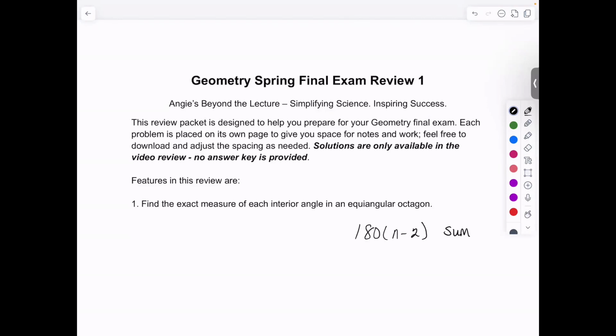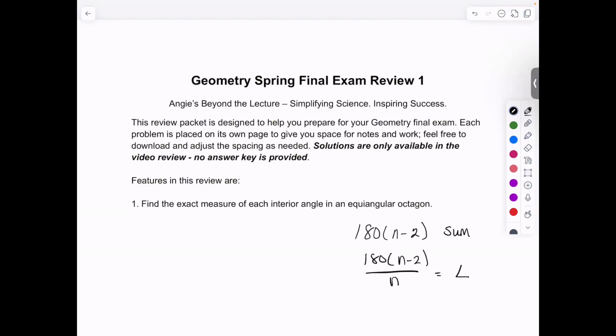And then when we have a regular polygon, we just add one more step here. We have 180 times n minus 2 all over n. And that'll give us the individual angle. I'll just shortcut it there, angle. Okay, so what we're doing is we're just taking the sum and dividing out by the number of angles, assuming they're all equal, and then we'll get the individual angle.